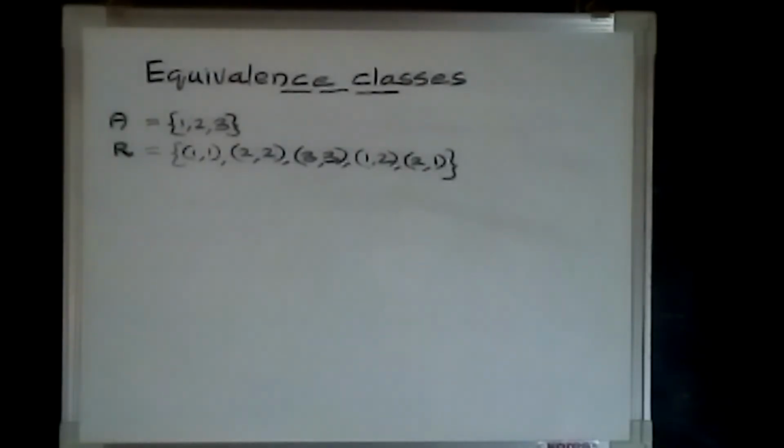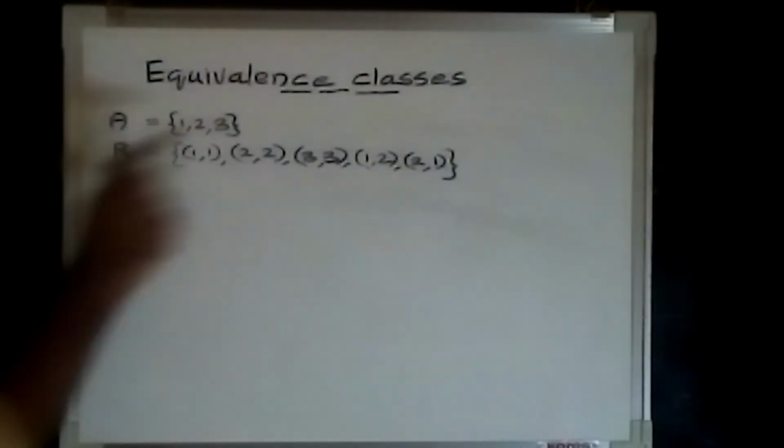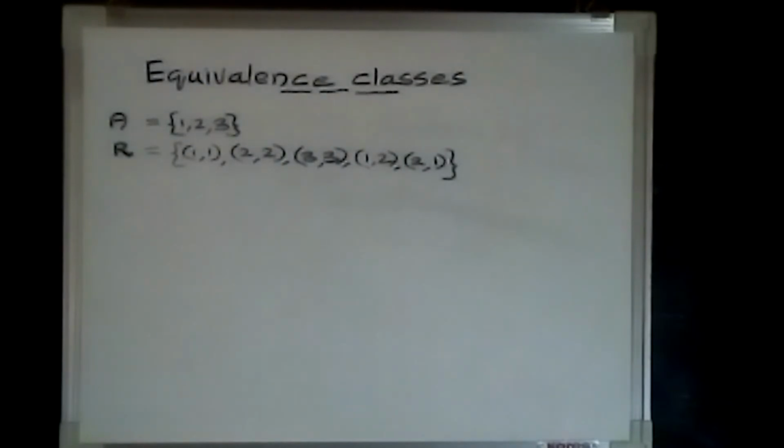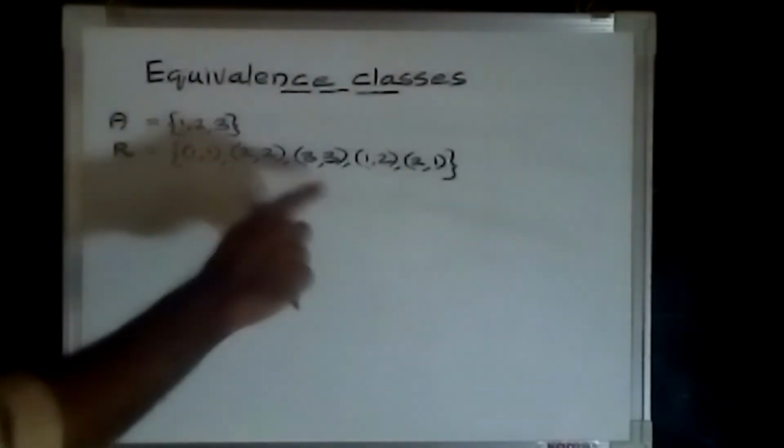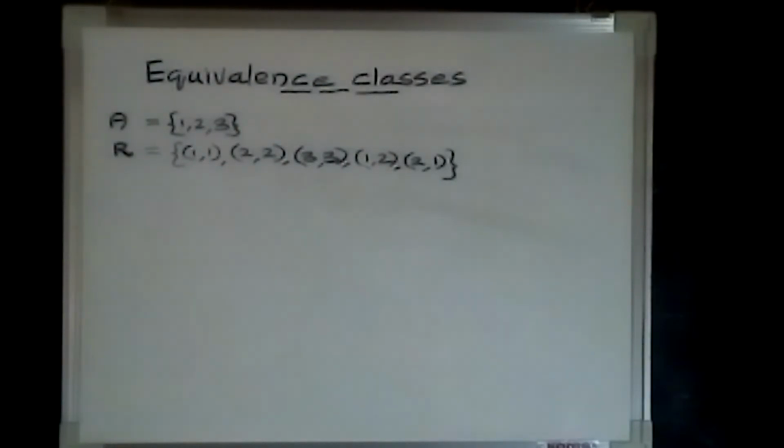Let us explain the idea with the help of an example. Let A equal the set {1, 2, 3}. R is a relation defined in A which contains the ordered pairs (1,1), (2,2), (3,3), (1,2) and (2,1). Clearly it is an equivalence relation, we can check.